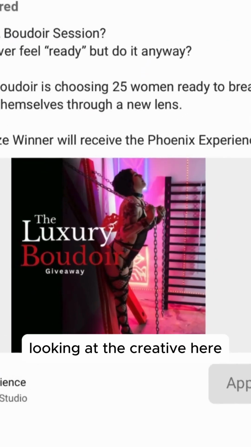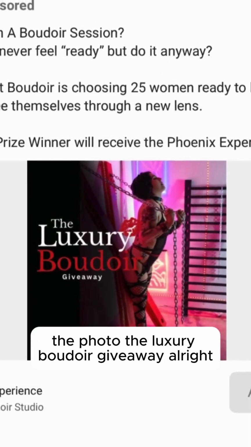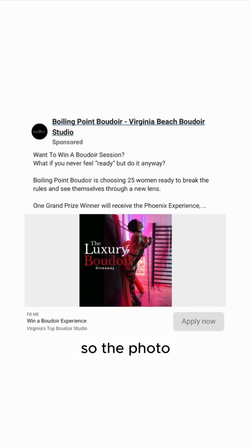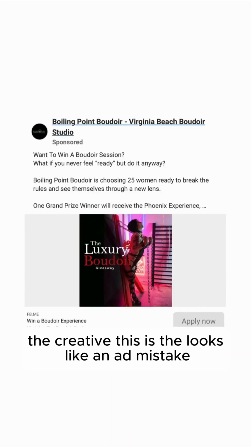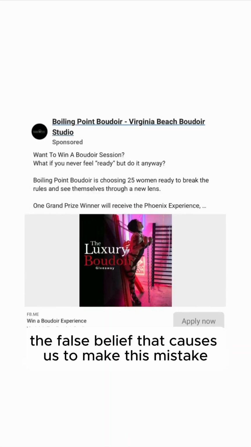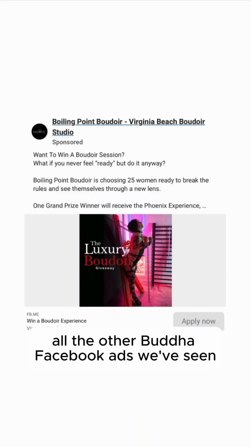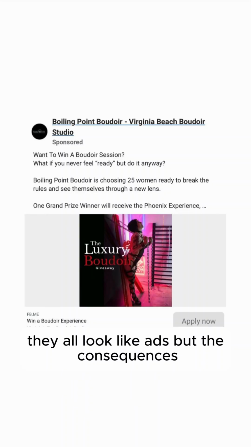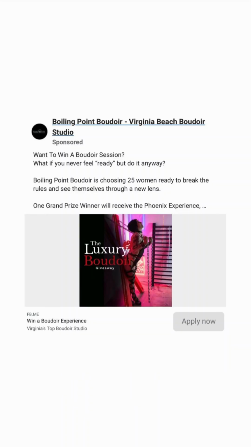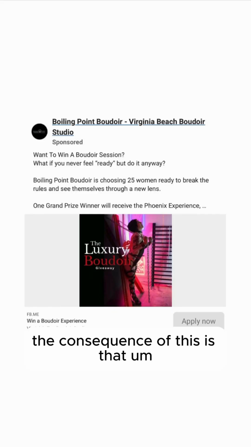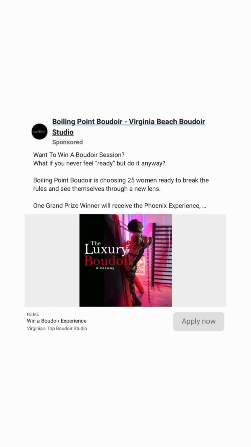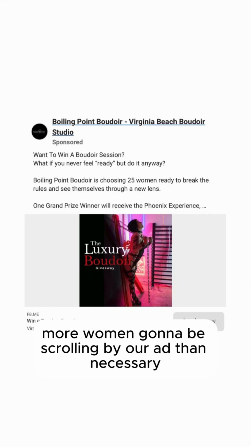Second, looking at the creative here, the photo, the luxury boudoir giveaway. All right, so the photo, the creative, this is the looks like an ad mistake. The false belief that caused us to make this mistake is that we believe our boudoir Facebook ad should look like an ad because that's what all the other boudoir Facebook ads we've seen, they all look like ads. But the consequence of this is that way more women are going to be scrolling by our ad than necessary.